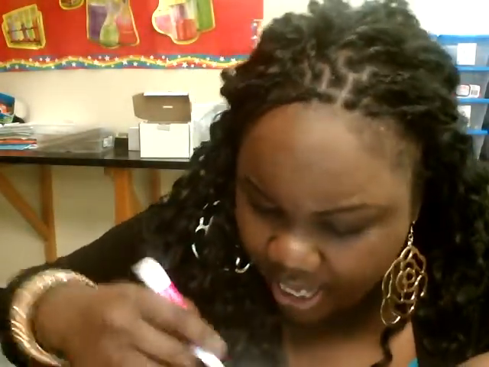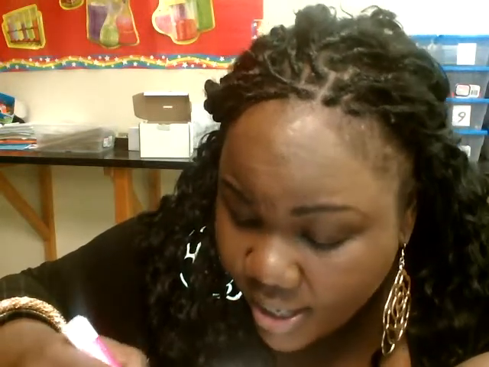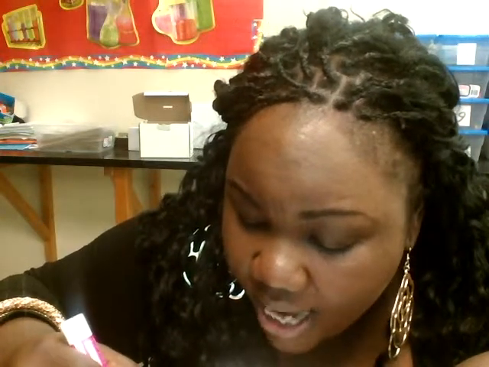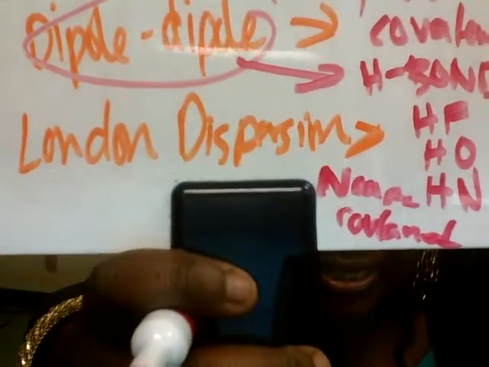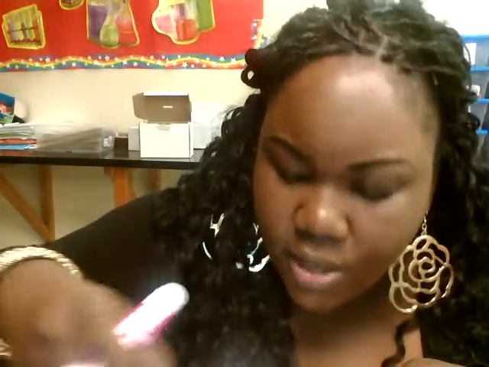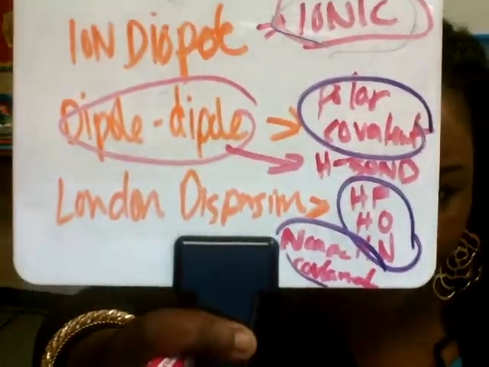Now for London, it has to be covalent like the other one, but instead of being polar, it has to be non-polar. Can you kind of see what I'm trying to write there? So instead of being polar, it has to be non-polar. So I'm going to circle this. One is ionic, the other one is polar covalent, the other one is HFON, and the last one is non-polar covalent.